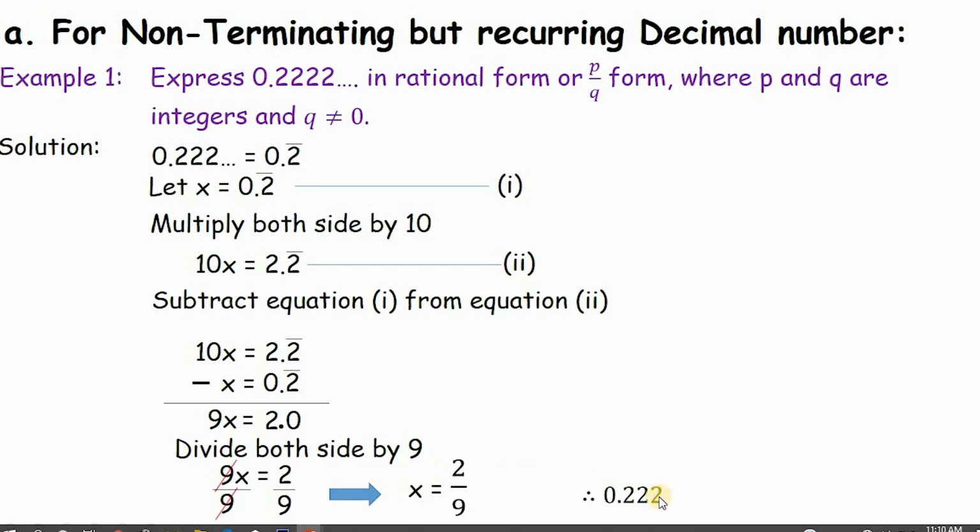Or you can say 0.222... is equal to 0.2 bar and it's equal to 2 by 9. This is the rational form of the number. Okay, we'll move on to the second example.